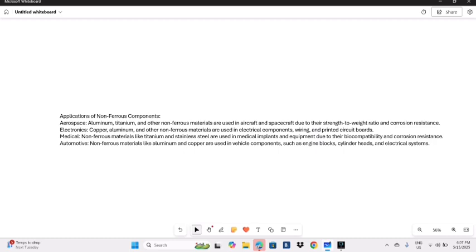These materials play a crucial role in various industries and applications. Understanding the characteristics, composition, and uses of different materials is essential for selecting the right material for a specific application.